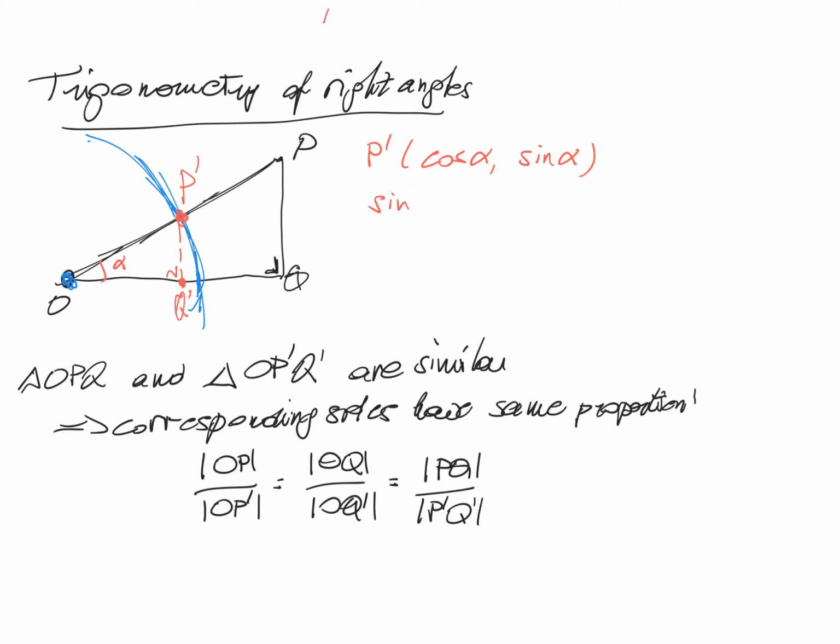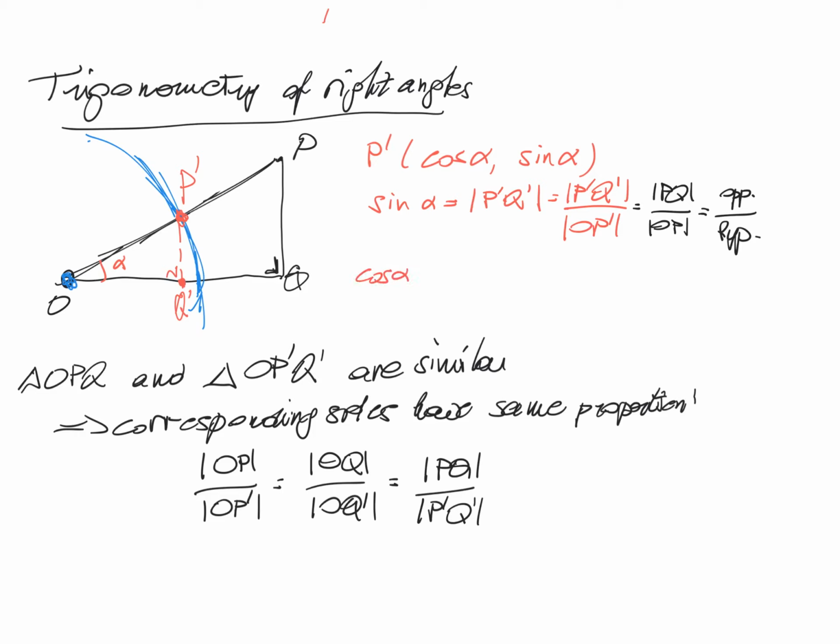Hence, sine alpha equals the distance from P prime to Q prime. So it's the length of the side P prime Q prime. We can then say this is P prime Q prime divided by OP prime. Why? Because OP prime is just the radius of the unit circle, so it's 1. And then if we use the formula below, so the corresponding sides have the same proportion, this is the same as PQ divided by OP, or it is the opposite side divided by the hypotenuse.